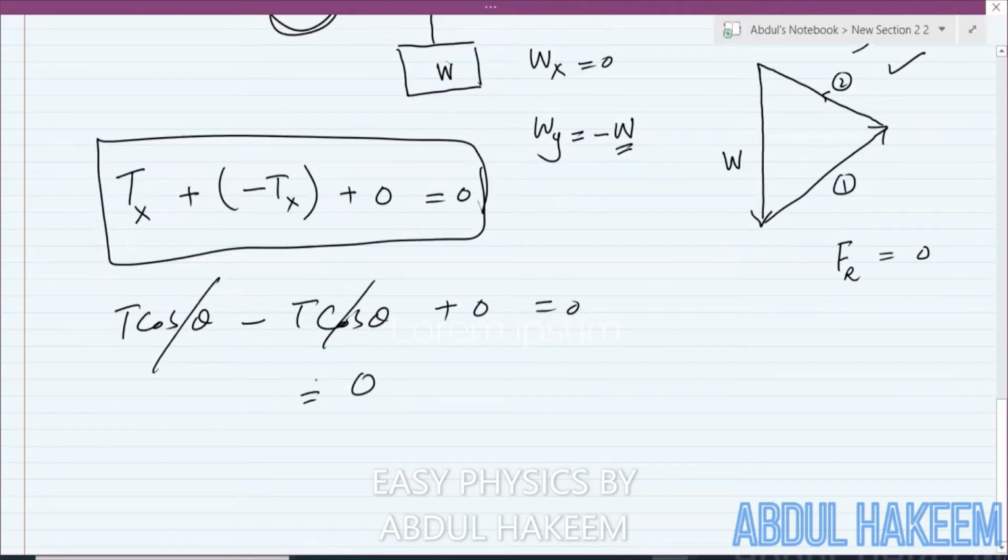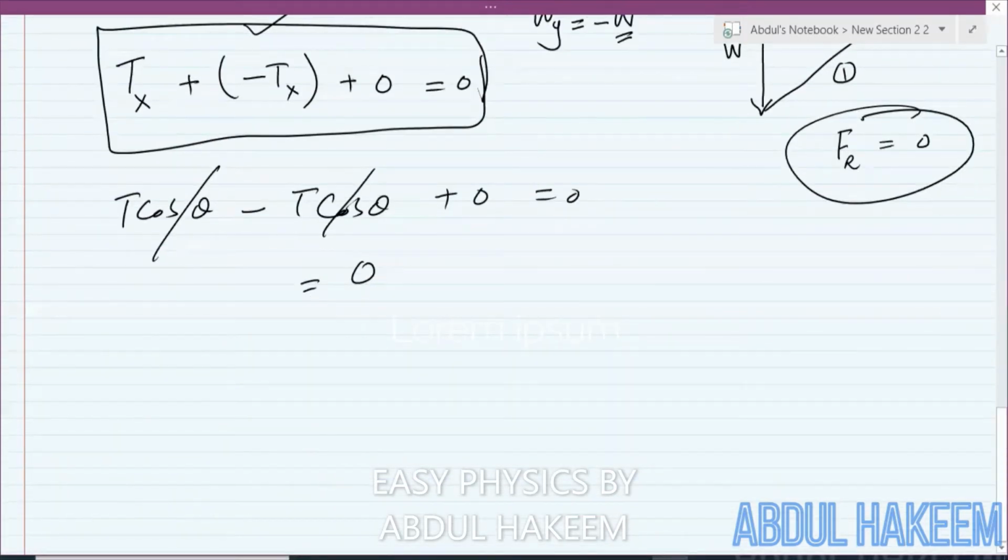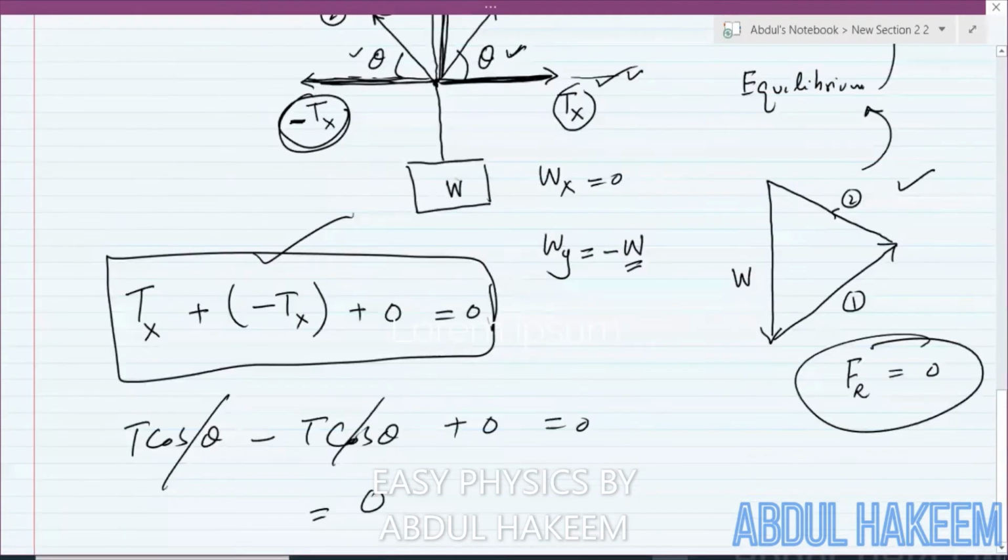So when an object is in the state of equilibrium, the resultant force is 0, then the sum of all x components must be 0. This is very important. Now come to the y component. From this, we will derive the formula to find the tension in the string.